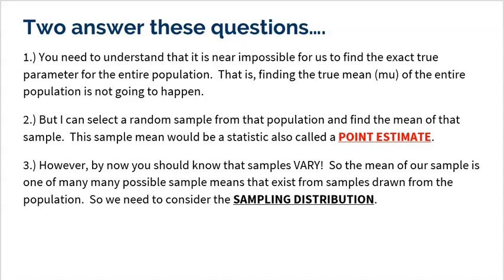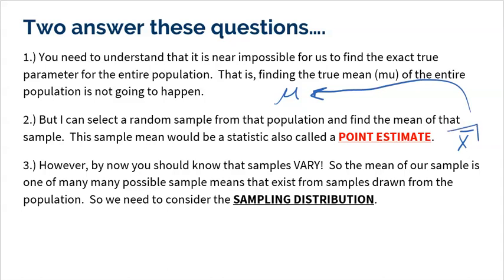parameter. The true population parameter is mu, and I really wish I could find it, but it's probably never going to happen. However, I can select a sample from that population, and I can find the mean of that sample. That's called x bar. This is a sample mean, and I can use this statistic to point me to maybe what that true mean could be.